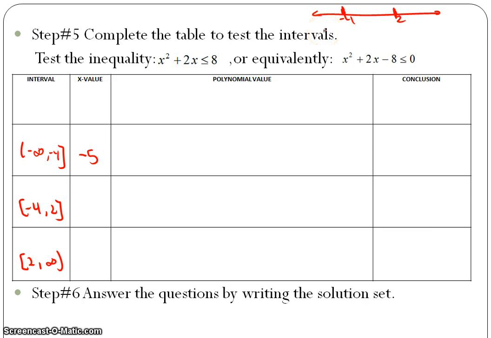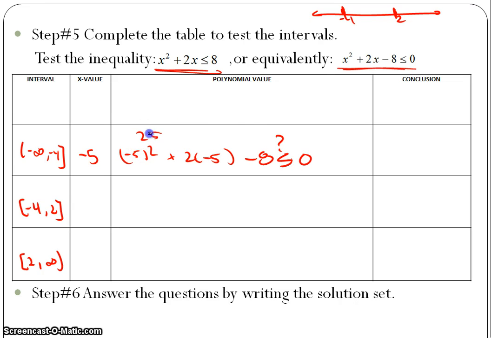Okay, so we're going to test the inequality. We're going to plug it into the original inequality, or equivalently, the one set equal to 0. They're equivalent, so it doesn't matter which one you plug it into. If I plug it into the second one, when it's less than or equal to 0, I'm going to plug in minus 5. So I have minus 5 squared plus 2 times minus 5 minus 8. I want to know, is that number less than 0?